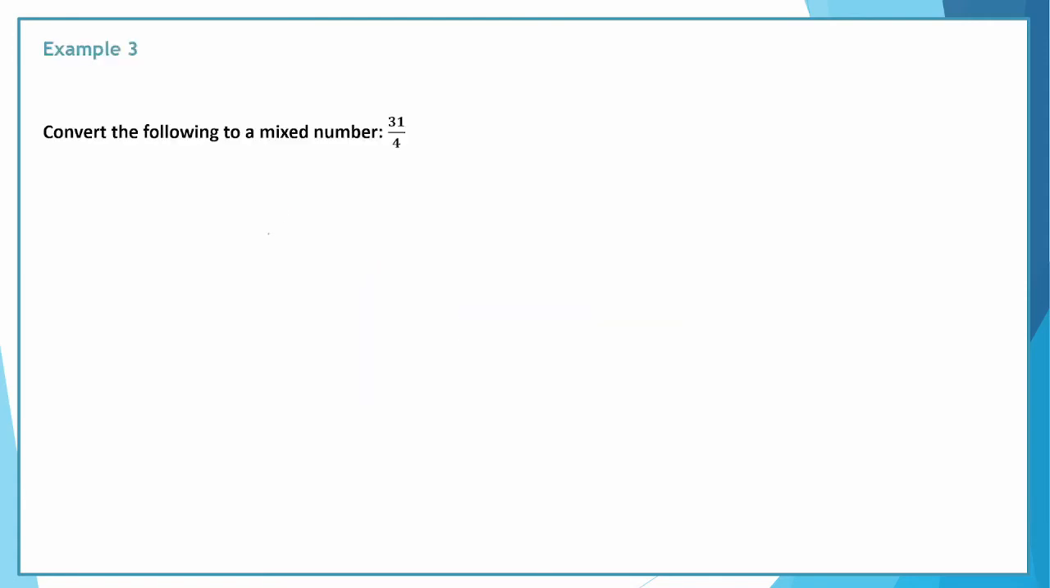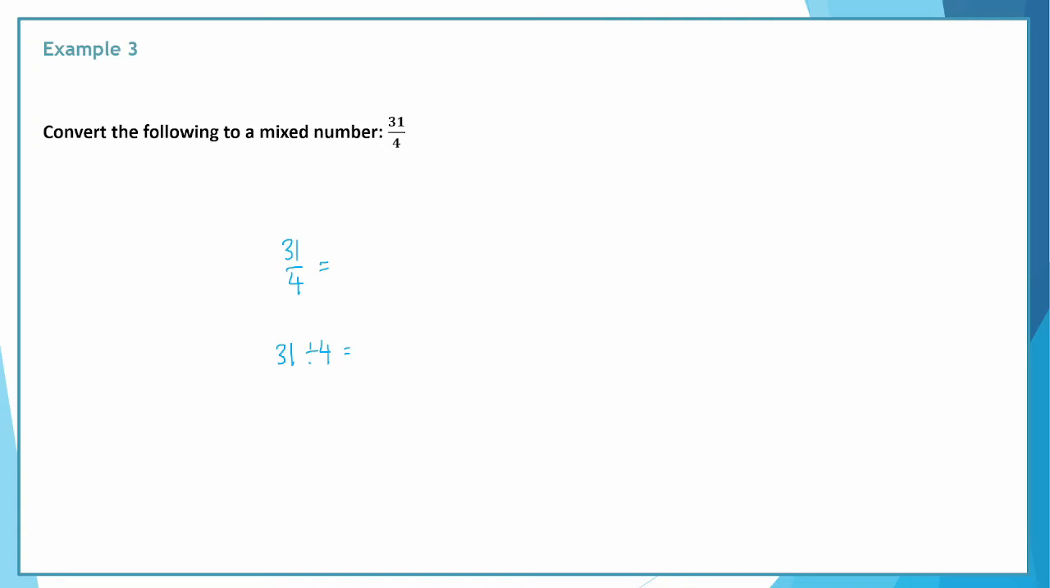So this is our next example. We're going to take 31 over 4, and we're going to convert it to a mixed number. So how are we going to do this? Well, it's pretty simple. What we're going to do is take 31 and divide it by 4. That's going to give us a whole number plus a remainder. The remainder is going to go on the top of our fraction, and the whole number is going to be the whole number of our mixed number.